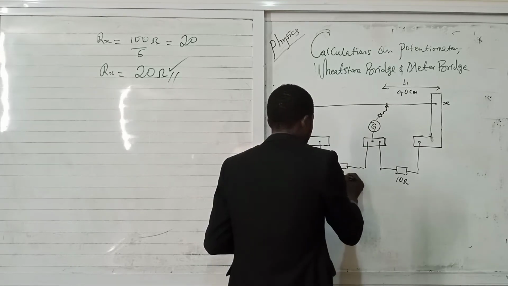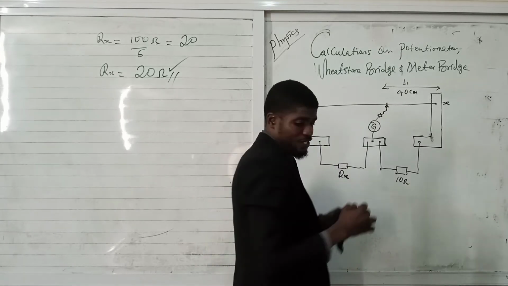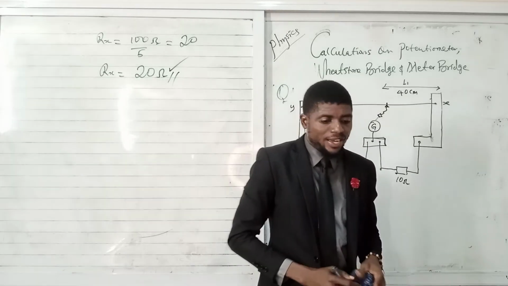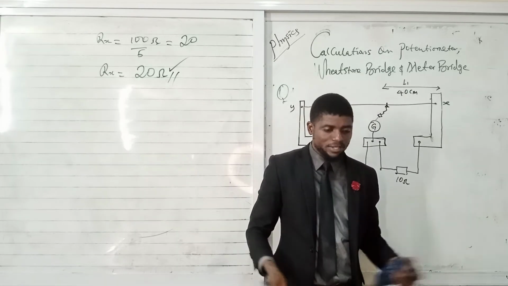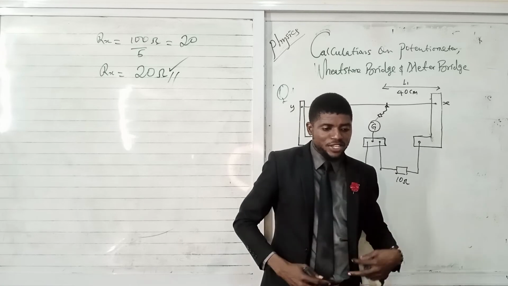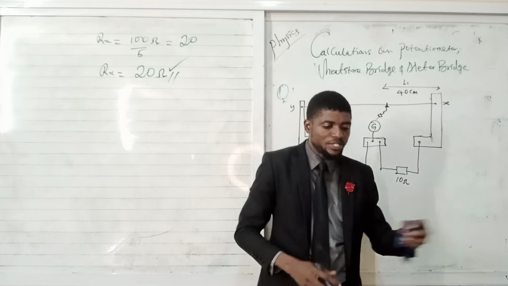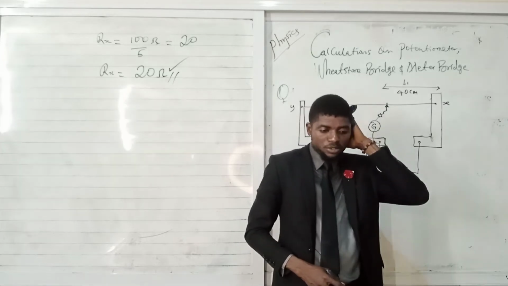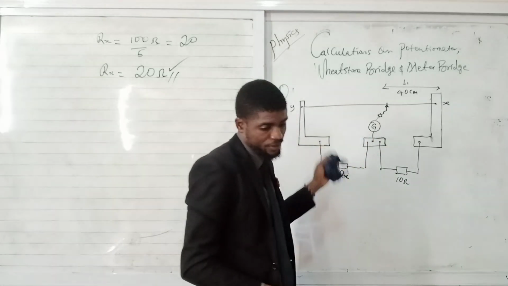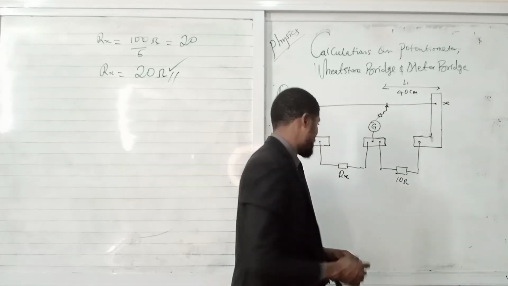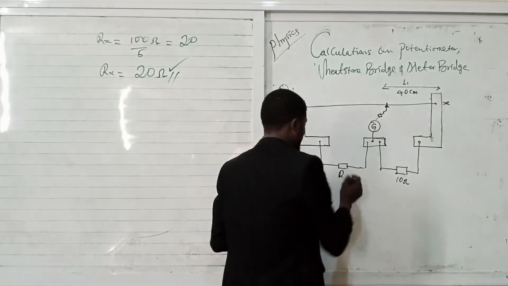This is Rx, or no. So let me read. In a meter bridge experiment, there is a zero deflection of the galvanometer when L1 is equal to 40 cm, as shown in the diagram on the board. Calculate the value of the resistance R. This R is not given.